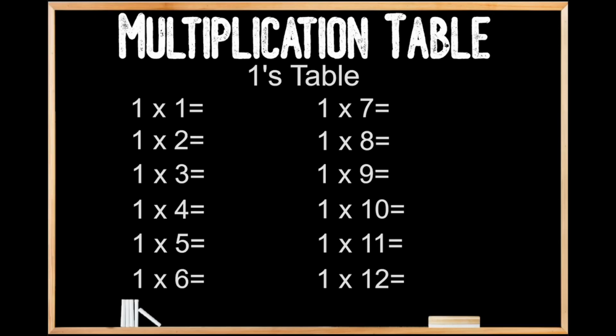Ones table. 1 times 1 is 1. 1 times 2 is 2. 1 times 3 is 3. 1 times 4 is 4. 1 times 5 is 5. 1 times 6 is 6.